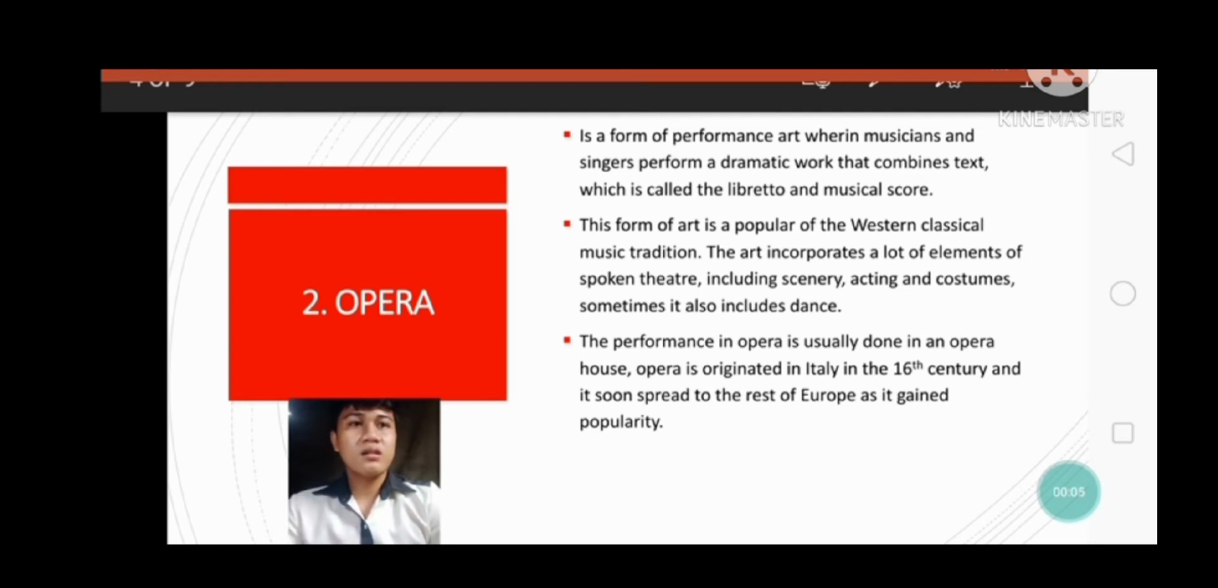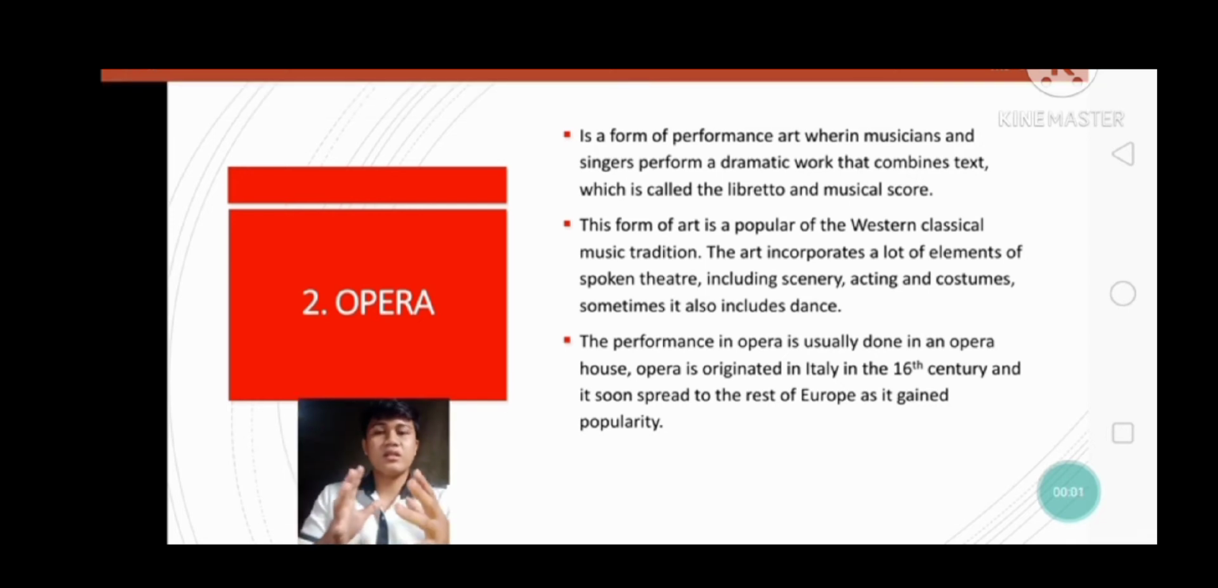This form of art is popular in the Western classical music tradition. It incorporates many elements of spoken theater, including scenery, acting, and costumes. Sometimes it also includes dance. The performance is usually done in an opera house. Opera originated in Italy in the 16th century. It soon spread to the rest of Europe as it gained popularity.